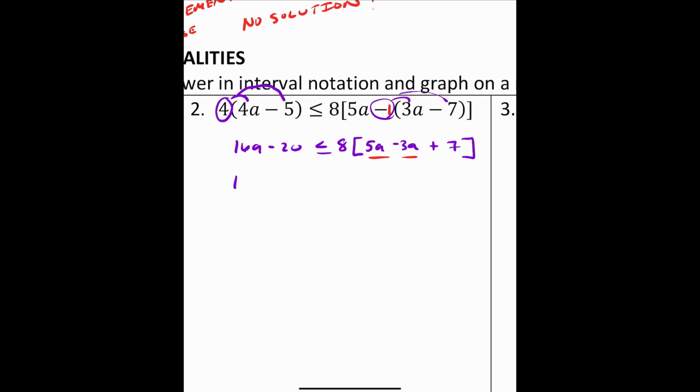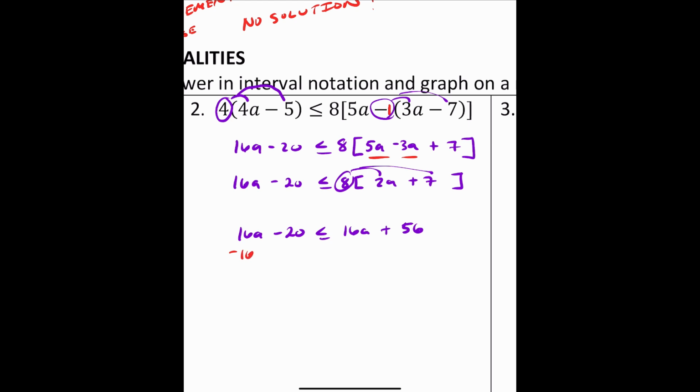So let me go ahead and rewrite 16a minus 20, which is less than or equal to 8 bracket 5a minus 3a. We said that's 2a plus 7. And since I'm pretty much done with the stuff inside of the bracket, I can go ahead and apply the distributive property here. So I'll distribute the 8 to each term. So I have 16a minus 20, which is less than or equal to 16a plus 56.